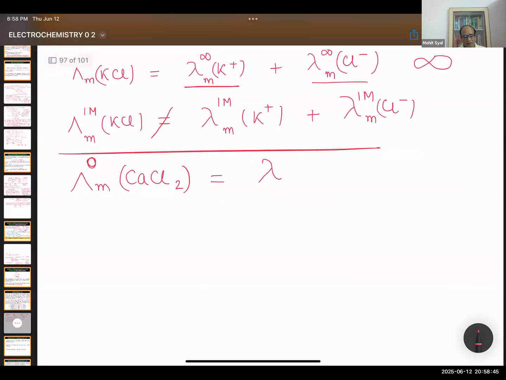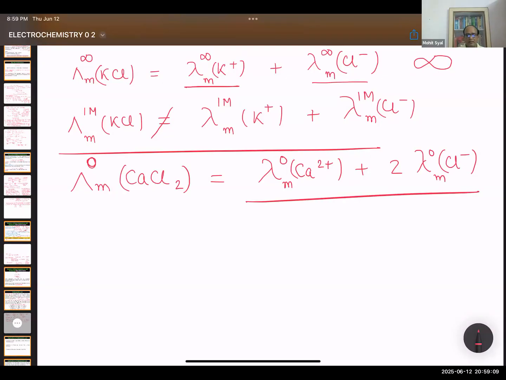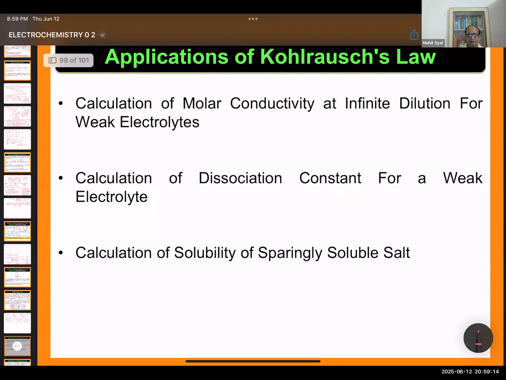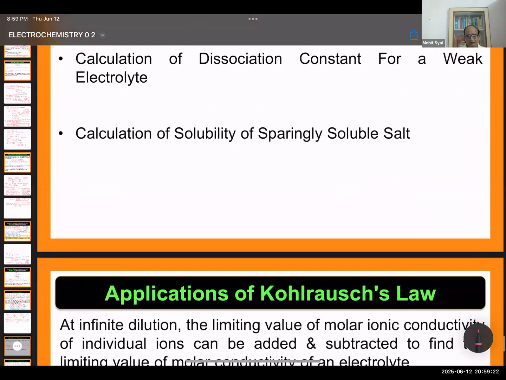So this I'm going to write not Ca2+ plus twice of lambda naught. This is small lambda for ion, capital lambda for complete compound. Got it? Like this. Okay. So these are the further applications of Kohlrausch's law. Okay.